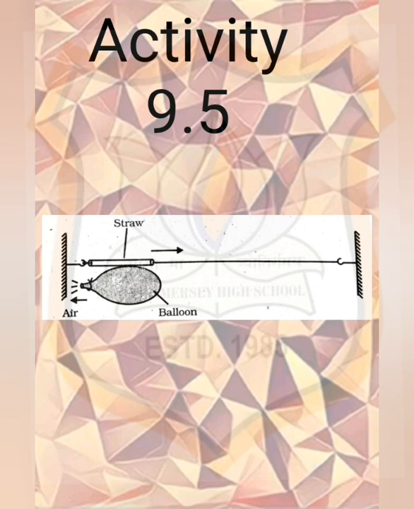Now remove the thread tied on the neck of the balloon and observe the direction in which the straw moves. After observing, we can say that as the air escapes from the balloon towards the left, the straw along with the balloon moves towards the right. This activity explains the law of conservation of momentum and Newton's third law of motion. So, this is activity 9.5.